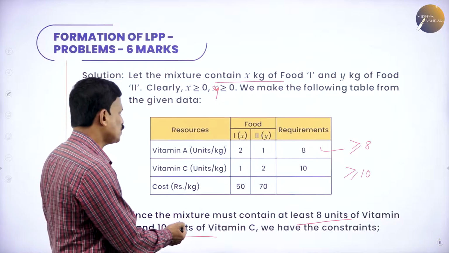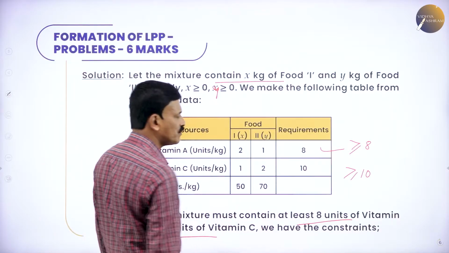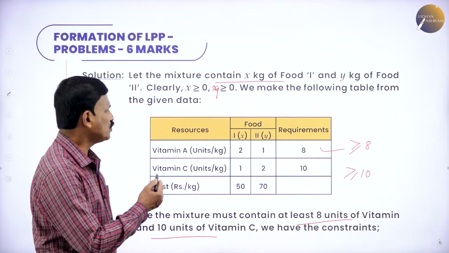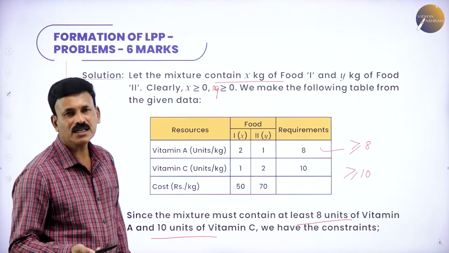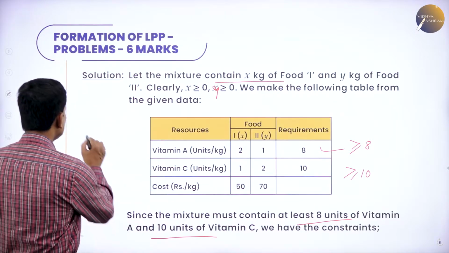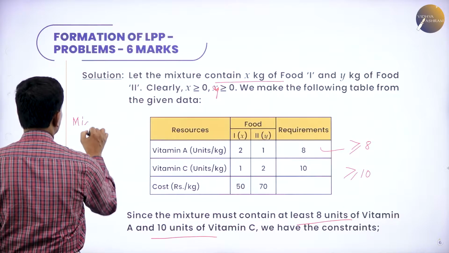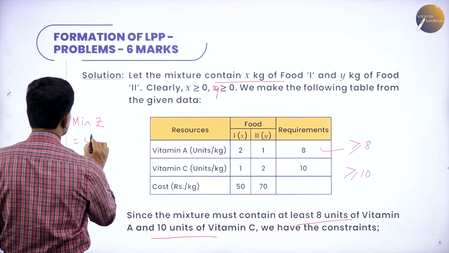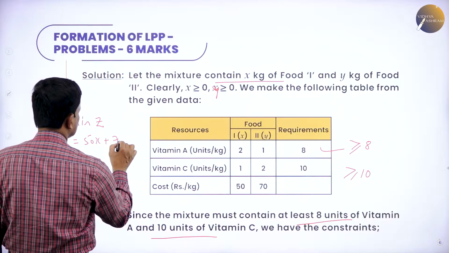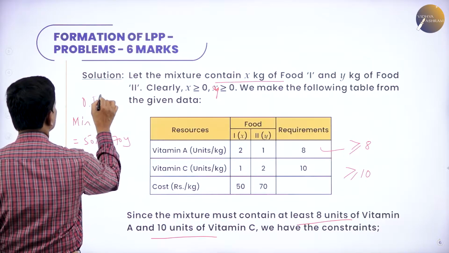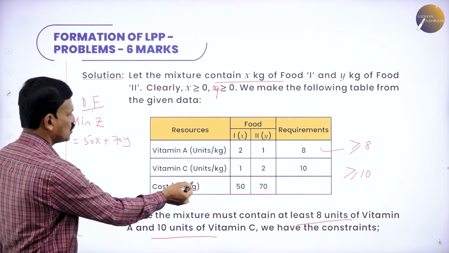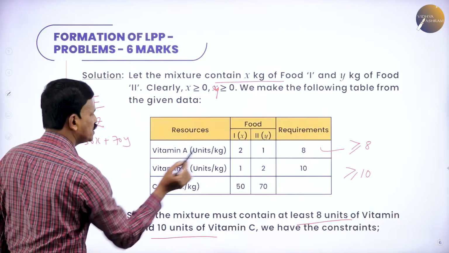Since the mixture must contain at least 8 units of vitamin A and 10 units of vitamin C, let us formulate this. The objective function is minimum Z is equal to 50x plus 70y.